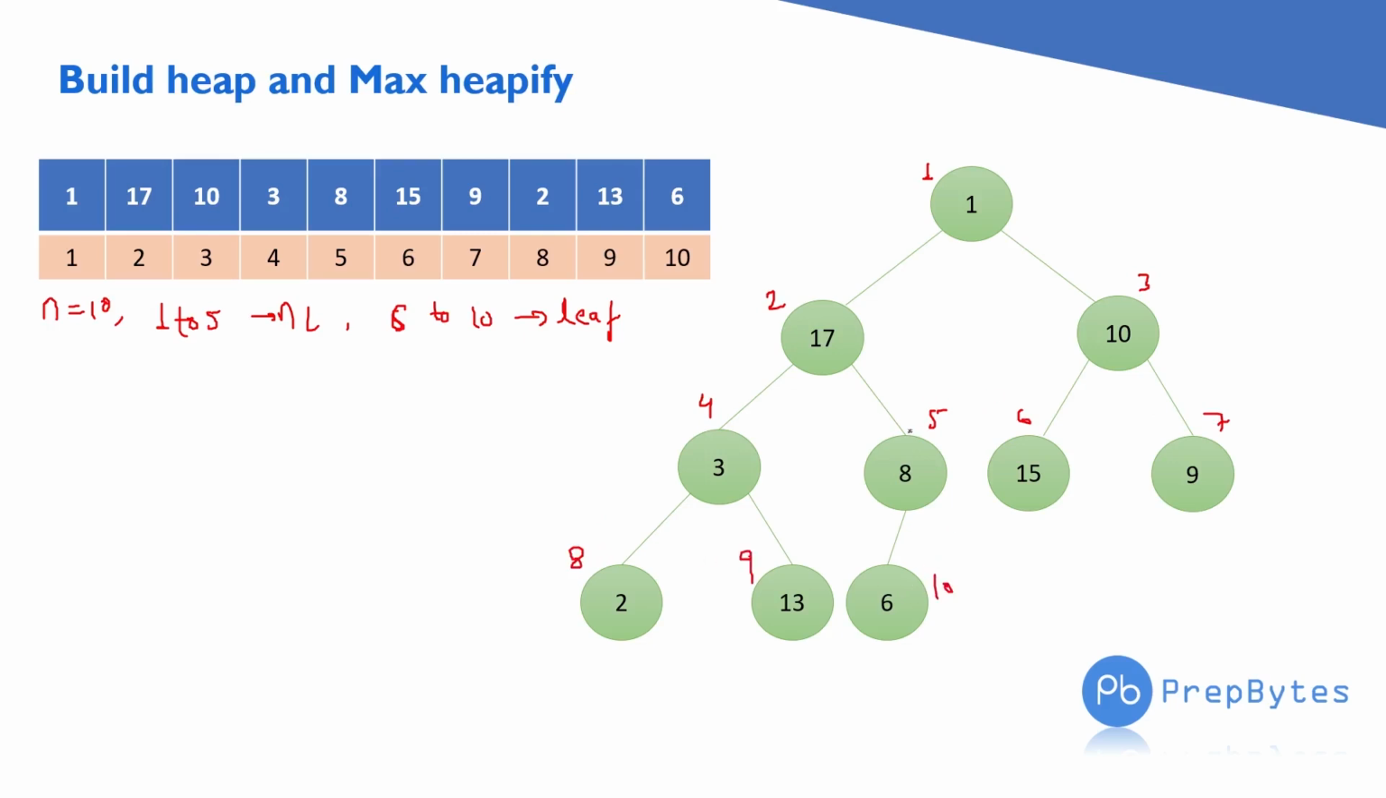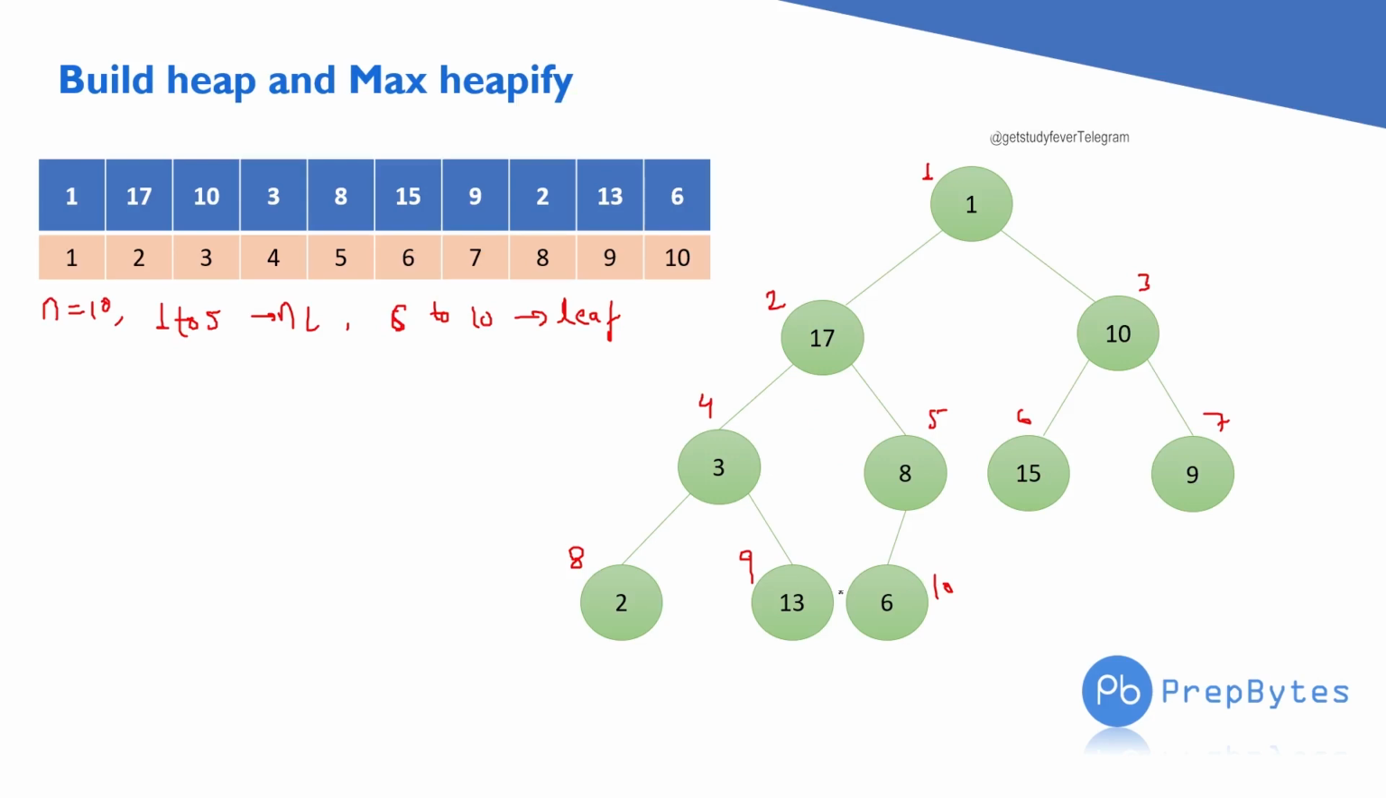Fine. So as you can see here, 1, 2, 3, 4 and 5 are my non-leaves, and 6, 7, 8, 9, 10 are my leaves. So yes, the formula is correct. Fine. So next what I want you to do is just see if this is a max heap or not. Is every node satisfying the property of max heap or not?